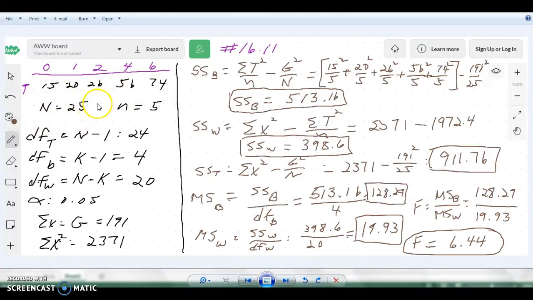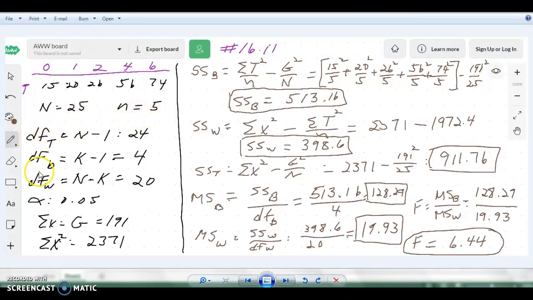Capital N, if you recall, is the total number of sample spaces. So there were capital N meaning total. There were 25 different samples, and in each one of those groupings or each treatment area there were 5. So the lowercase n is the sample size of each of those within the groups.